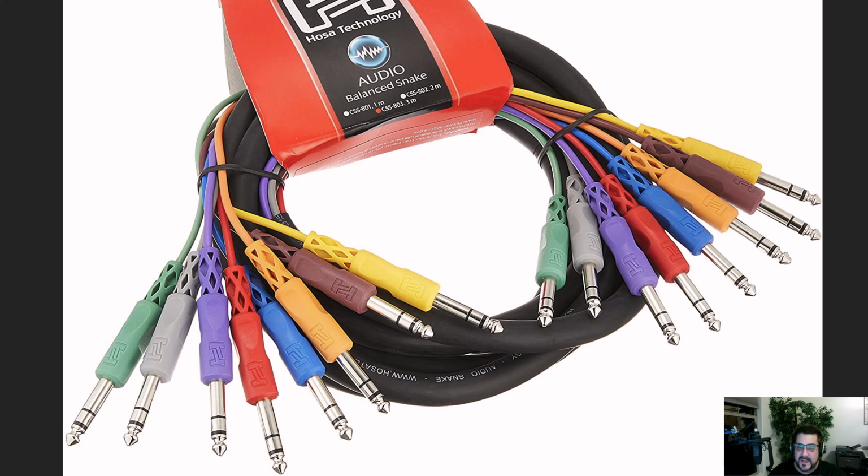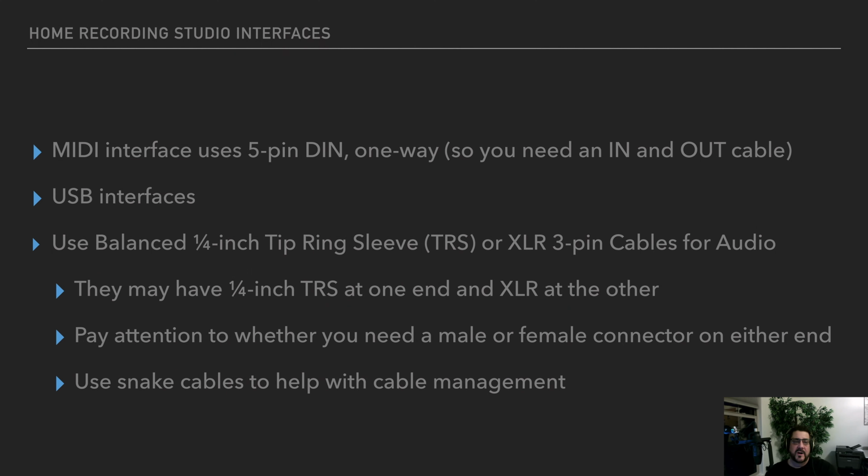So let's review what we talked about today. We talked about MIDI interface, 16 channels, 5-pin DIN. Each one of them is one way. You've got an in and an out and a through. We talked about USB interfaces, and we talked about USB cables. Most of you are probably familiar with USB cables. We covered what might be new territory for a lot of you, and that is balanced cables.